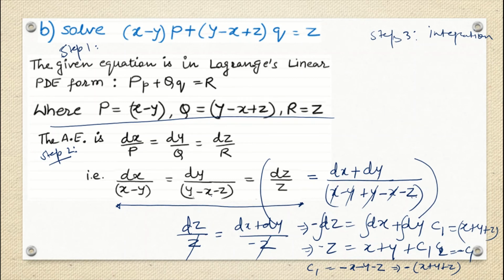If I say minus c1 plus c1, that will still be an arbitrary constant, whether positive or negative. So you can say that one arbitrary constant is x plus y plus z, and this is nothing but your u. So my solution is phi(u, v) equals 0.